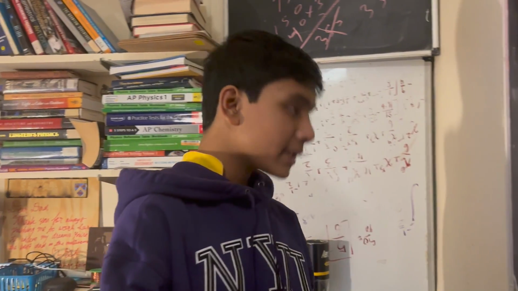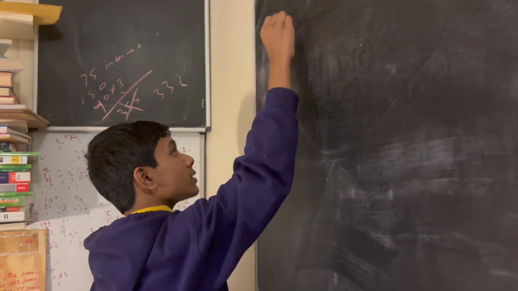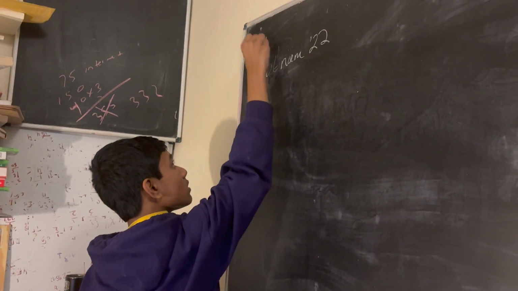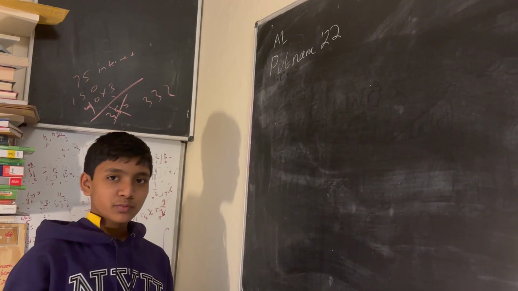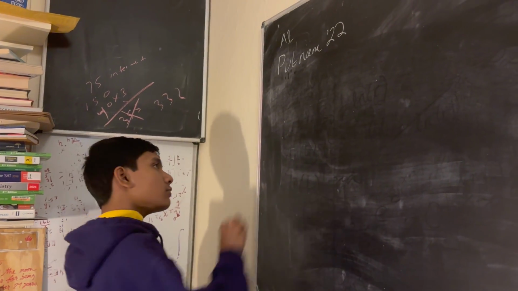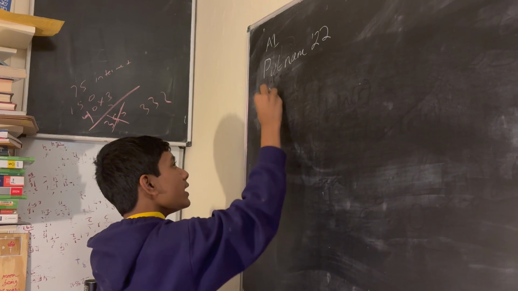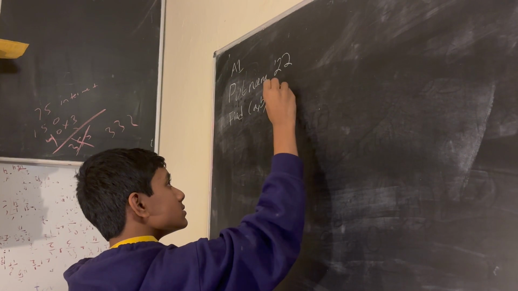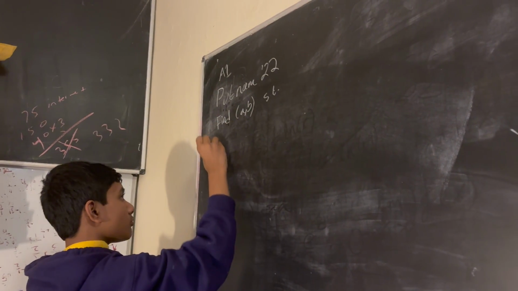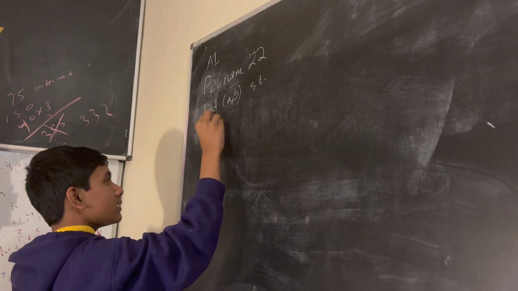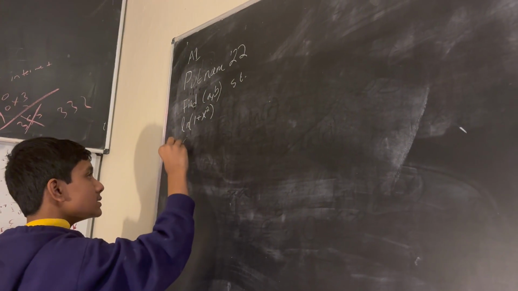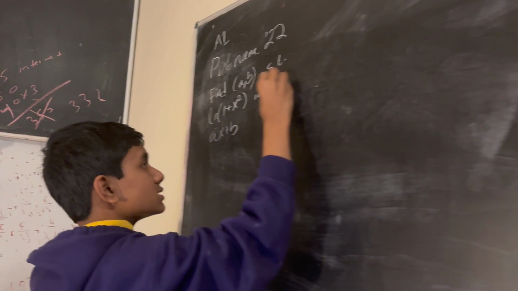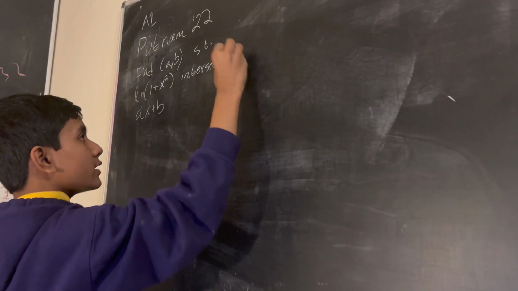So what we're going to do today is A1 of the Putnam 2022. And in my opinion, this was pretty hard for an A1. So, it was to find all the ordered pairs of real numbers, A, B, such that the two graphs, ln of 1 plus x squared and ax plus b, intersect only once and not more.